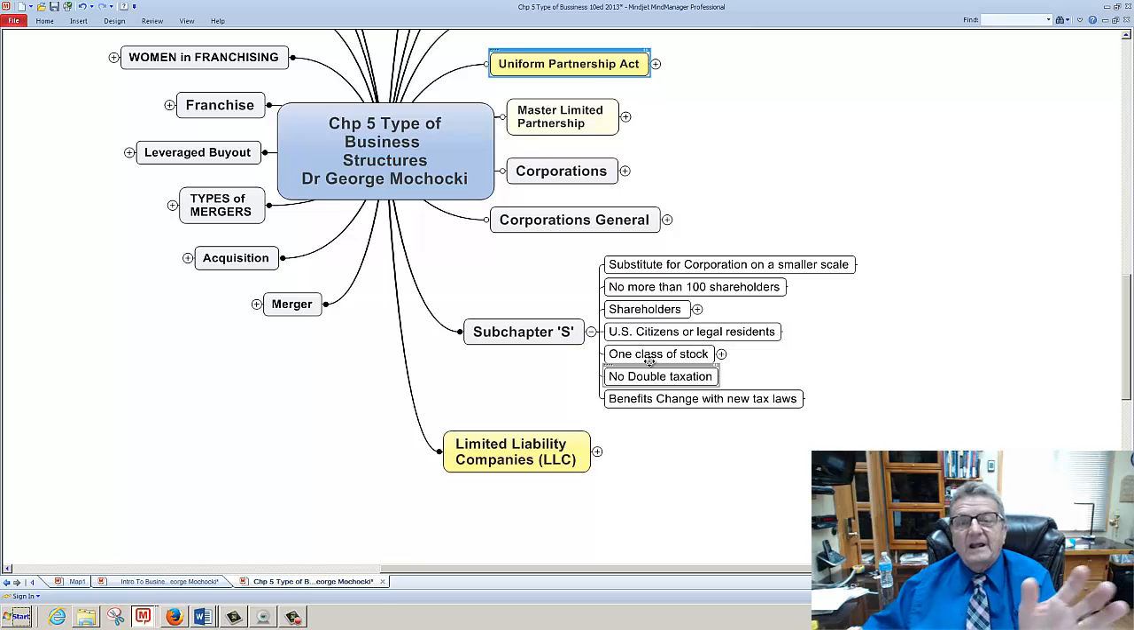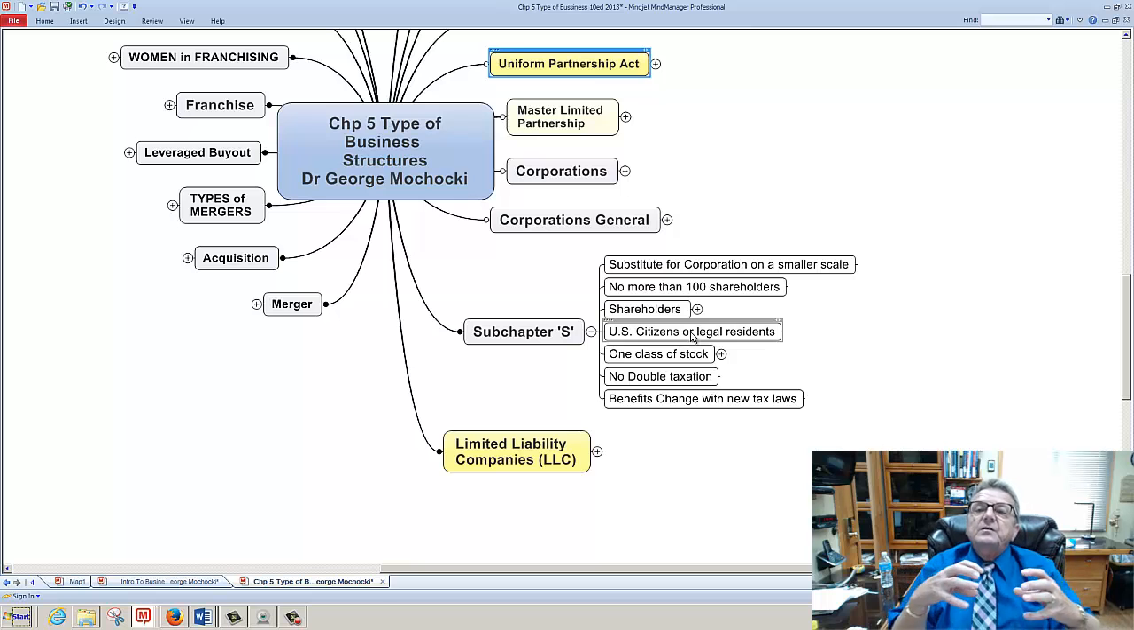I only have one class of stock that I could sell, not in the open market, over the counter, but people have to know it. And benefits change with the new tax laws. I have to be a legal citizen. So I could still get more investment, it helps me get investment. I don't have to worry about limited partners. I sell shares, up to 100 shares I could sell.